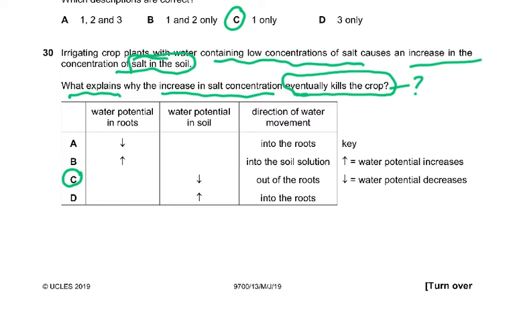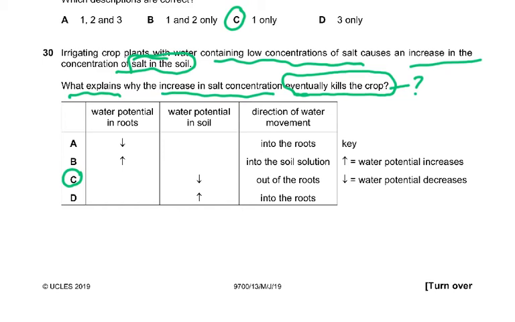So water potential in the soil decreases and the direction of water movement is out of the roots. So water starts to move out of the roots, and this will kill the plant. It's not movement of water into the roots or movement of water into the soil solution. We have to find a reason why it is going to kill the crop eventually. So reading the question, understanding it, and then answering it is of course what makes the kid the winner.